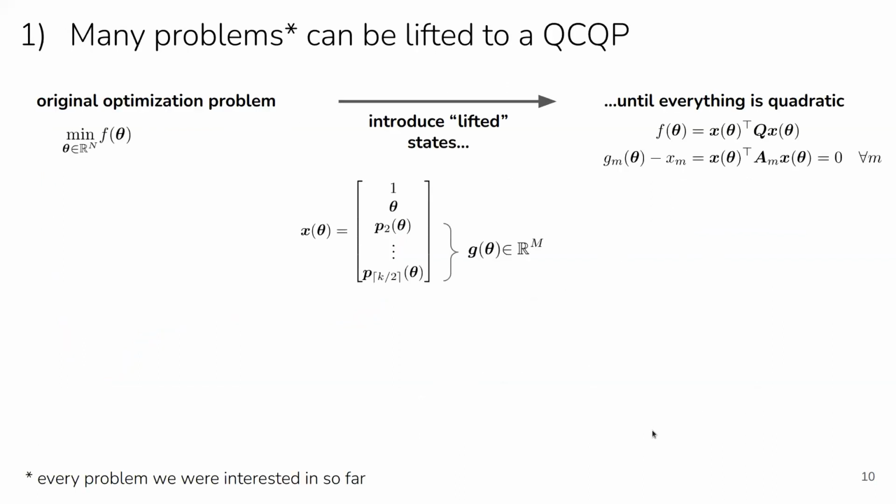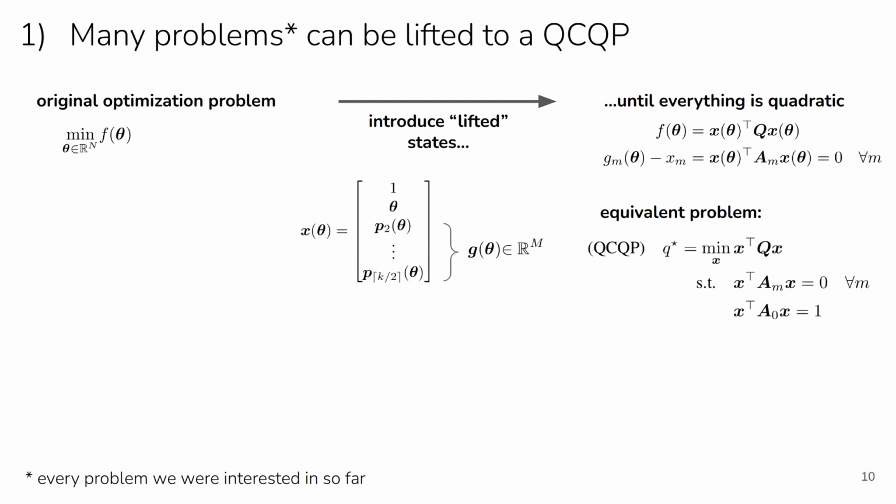All right, so after we have done that, we can write an exactly equivalent problem to our original optimization problem, where now we basically drop the argument theta because we assume that these constraints are enough to enforce the structure of our vector X. So this problem here is exactly equivalent to the original optimization problem.